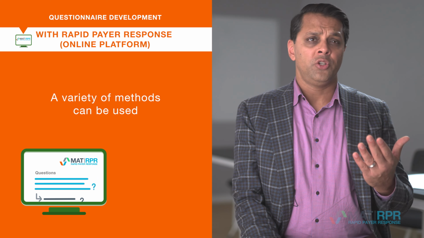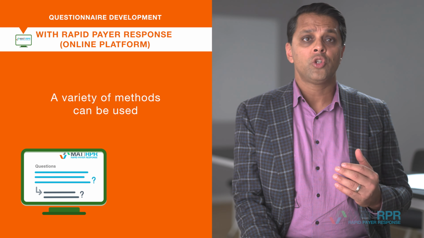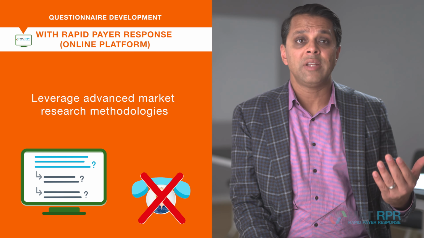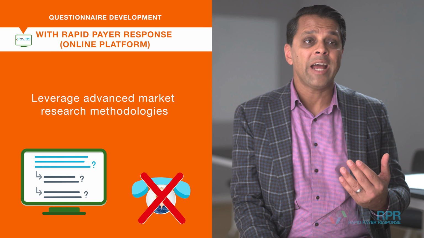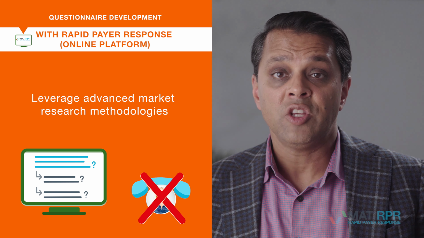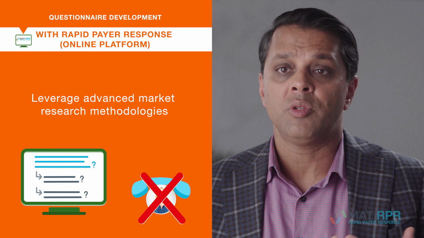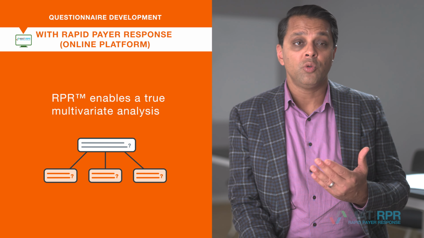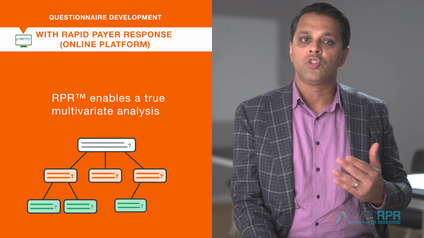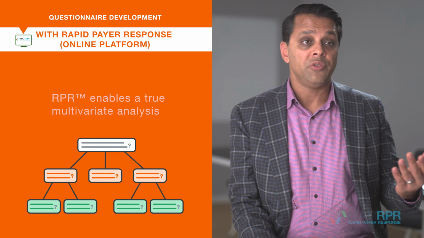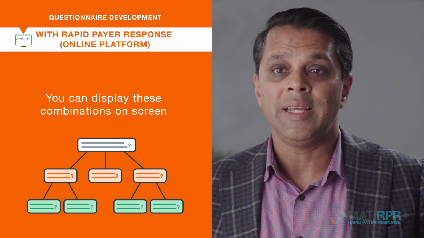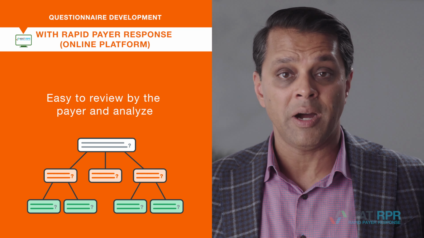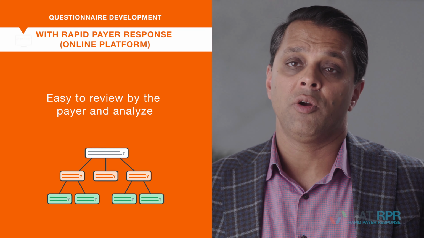There are also a multitude of methodologies we can utilize with RPR, which are just not practical with traditional phone interviews. For instance, conjoint or max-diff analyses are often used when we do product attribute testing with payers. However, these analyses would lead to a number of permutations and combinations. If we have, say, 3 attributes and 3 variables, that will produce 27 different permutations. It is just not possible to do this via phone interview. However, with RPR, you can in dynamic fashion display these combinations on screen, which makes them easy to review by the payer and analyze by the RPR team.